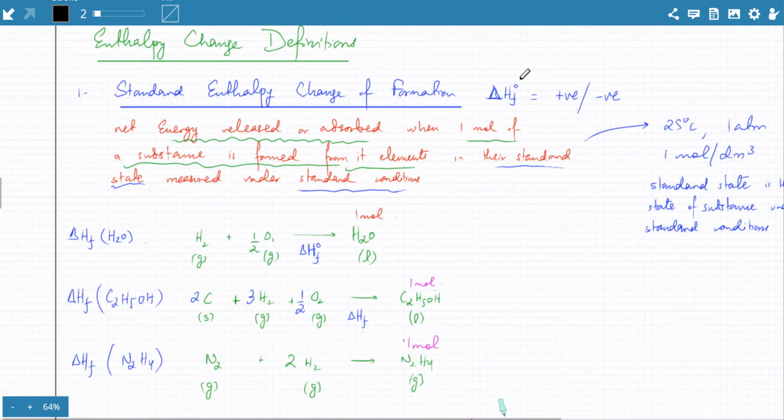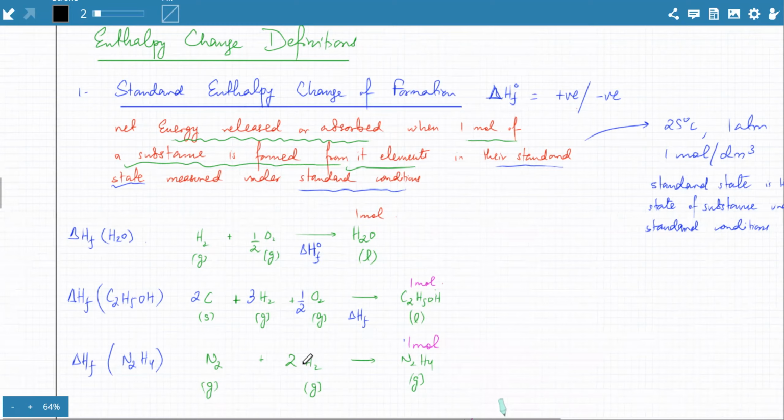The first one was standard enthalpy change of formation. This was the energy that was released or absorbed when 1 mole of a substance is formed from its elements, and they need to be in their standard states. So whenever you have 1 mole of a substance that's being formed from its elements, that was called standard enthalpy change of formation.